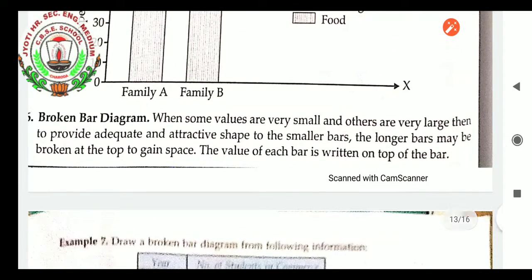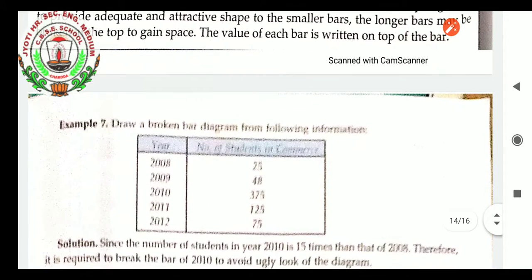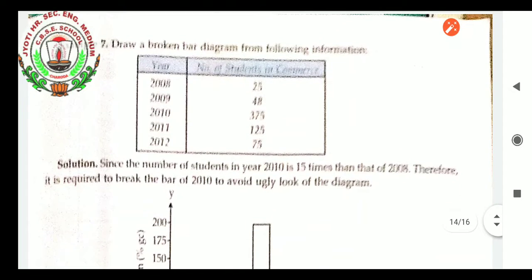Broken bar diagram: when some values are very small and others are very large, then to provide adequate and attractive shape to the smaller bars, the longer bars may be broken at the top to gain space. The value of each bar is written on the top of the bar. Like 2008, 25 is there, 2009, 48 is there, and then 2010, 325. This scale cannot be made where the difference is 20 and then a 300 difference is there.